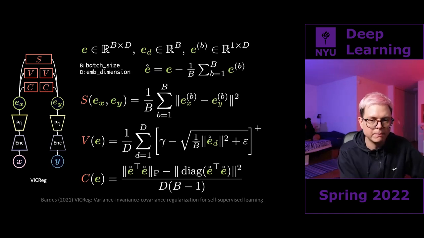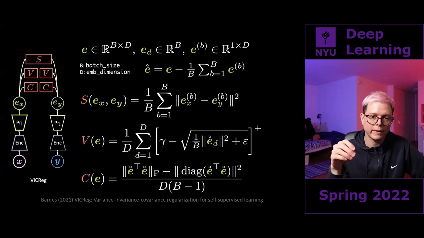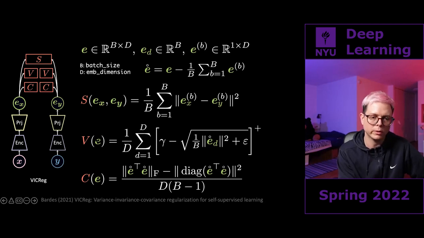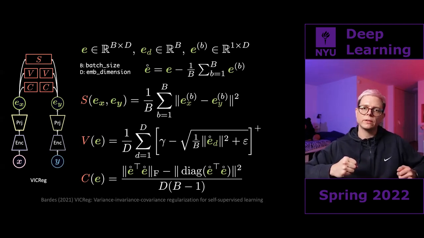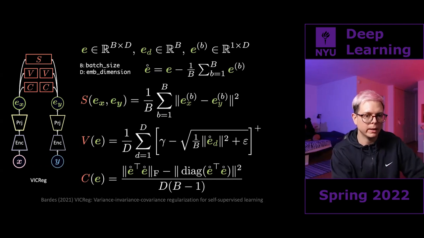For the C, what I'm showing here is that I compute the sum of all the squares of the covariance matrix, and I subtract the diagonal, such that by minimizing this term, I minimize all the cross terms in the covariance matrix. So this C term decorrelates the vectors E D. Again, not too important. The V is the most important, I would say. V just tries to boost up the variance for each individual dimension. The C tries to make those dimensions independent.